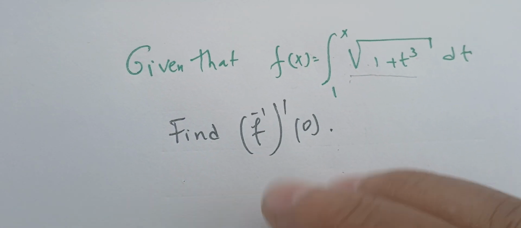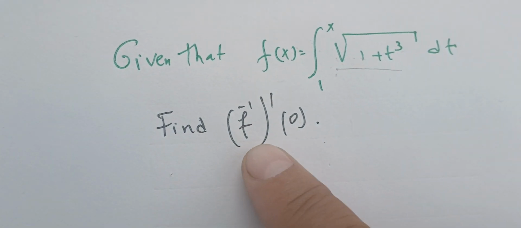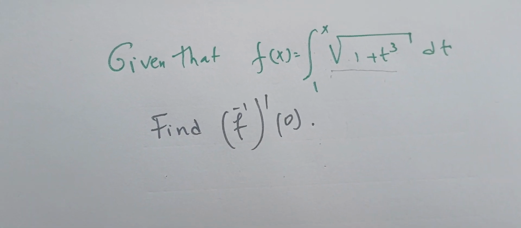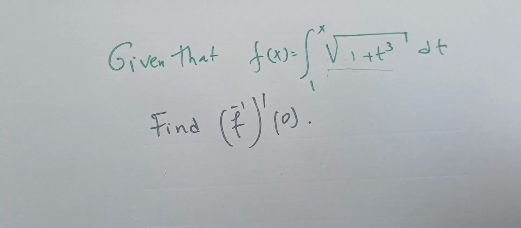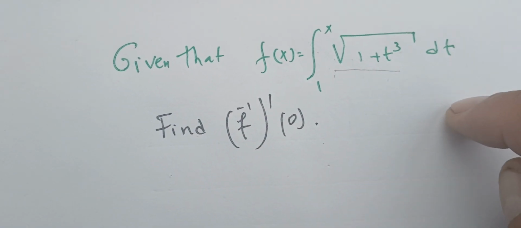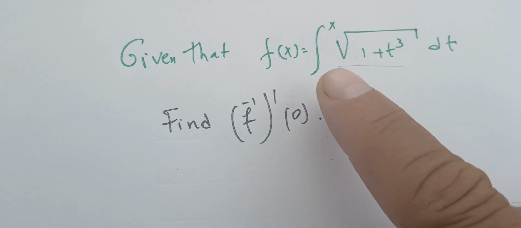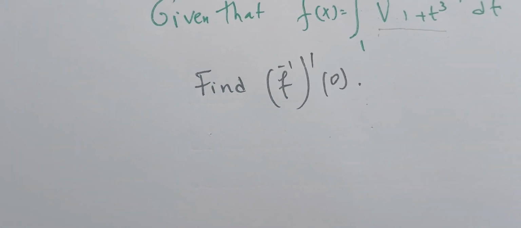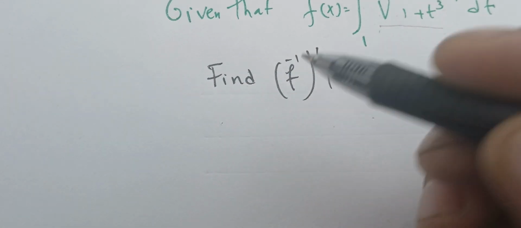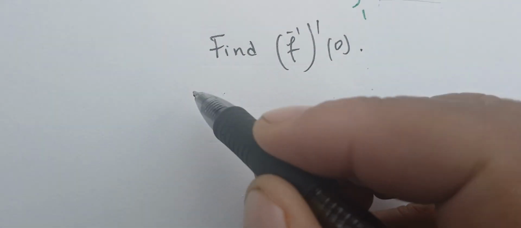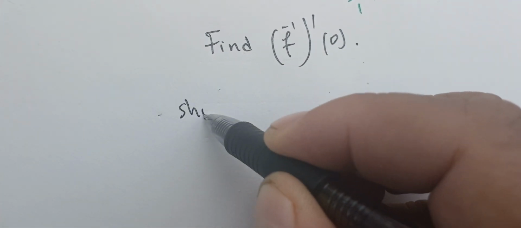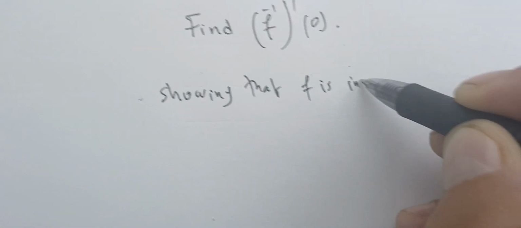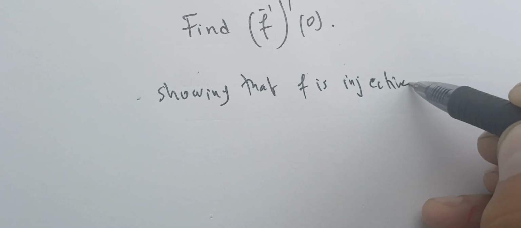But before that, we want to make sure that the f inverse exists. So this is a key here. Since this one is increasing, we're just going to prove that f is injective. Okay? So if we can prove that f is injective, we are done. So how can we prove first that f is injective? So here showing that f is injective. Okay, so this is the aim.